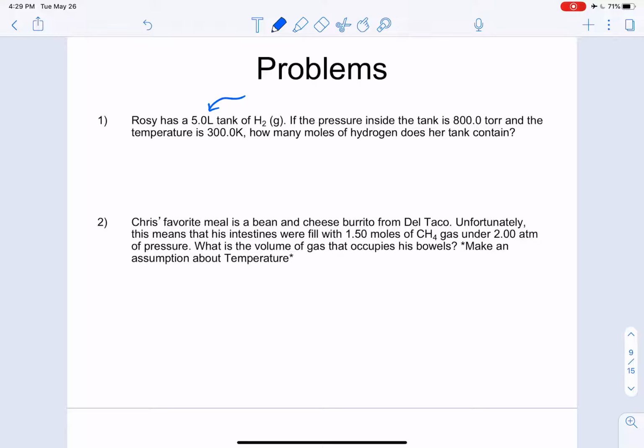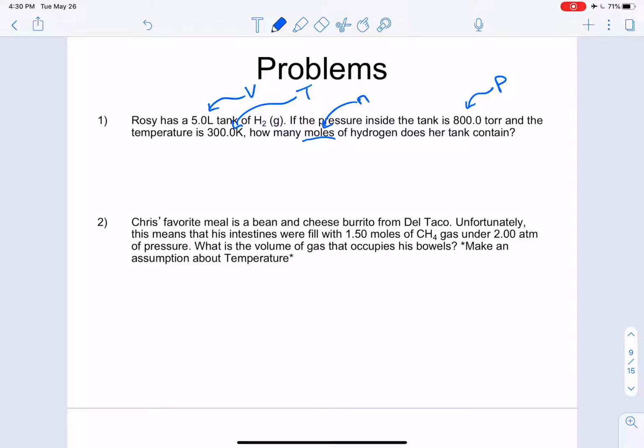we might start by identifying our variables. So 5 liters. Liters is a unit of what? Of volume. So we've got V, and then we have 800 torr, and torr is a unit of what? Of pressure. So we've got P here. And it says that the temperature is 300 Kelvin, so we know that's T. And we're looking for moles, and moles is lowercase n. And that's all it gives us for this problem.